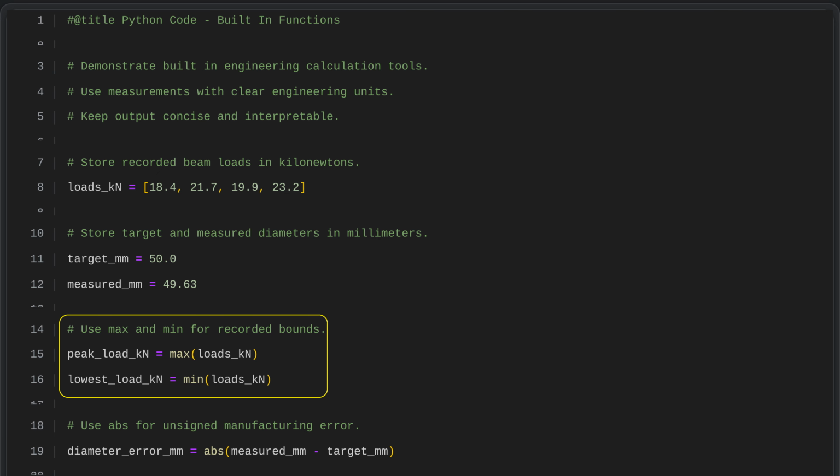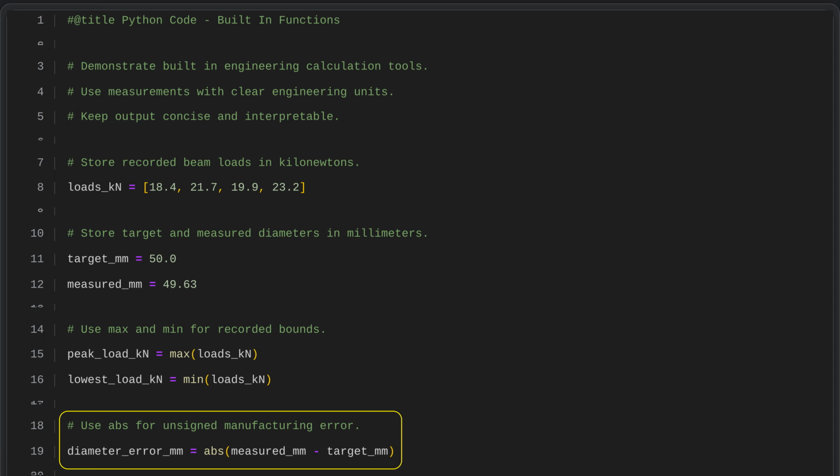Use the maximum function to find the highest recorded beam load in kilonewtons, giving the peak load experienced during testing. Use the minimum function to find the lowest recorded load. Together, these values show the range of loads applied to the beam.